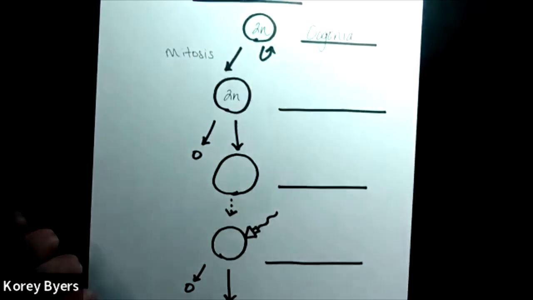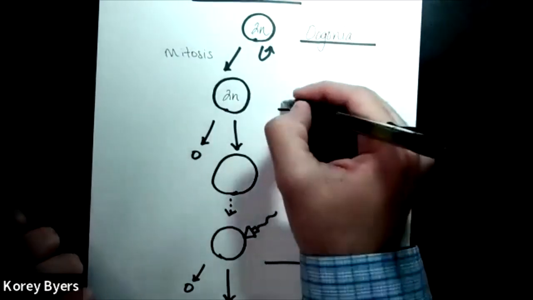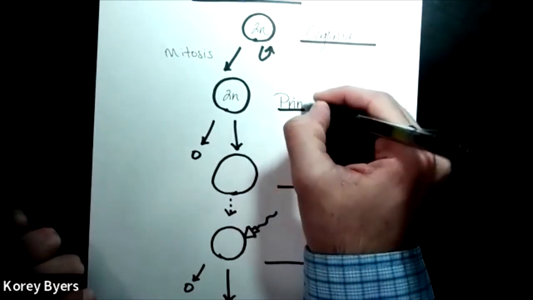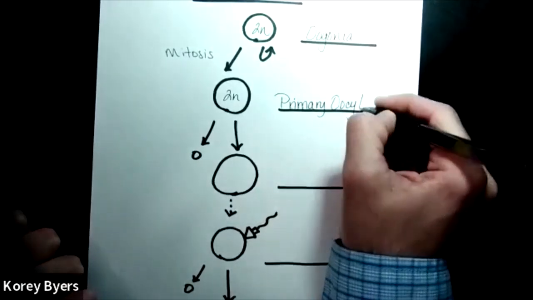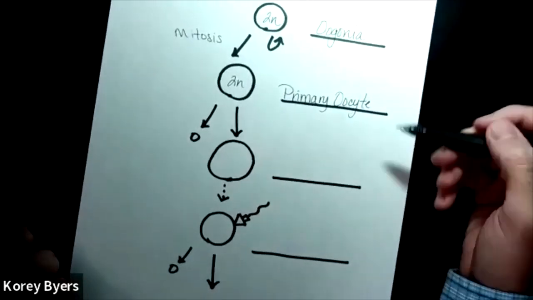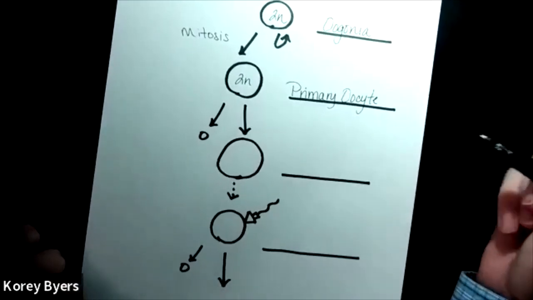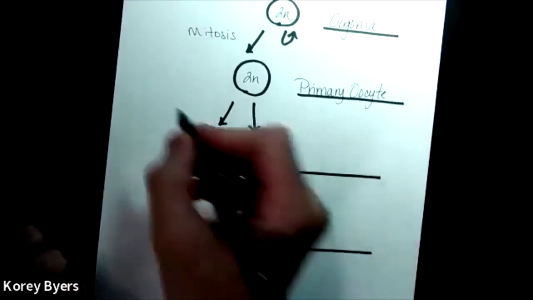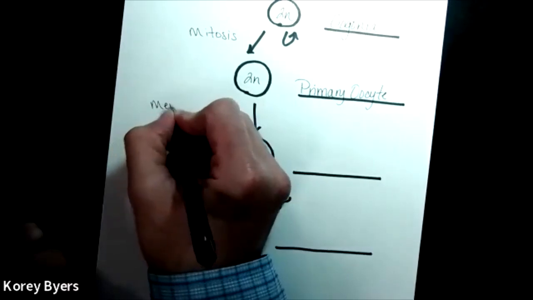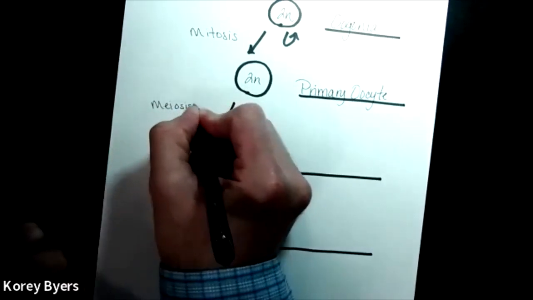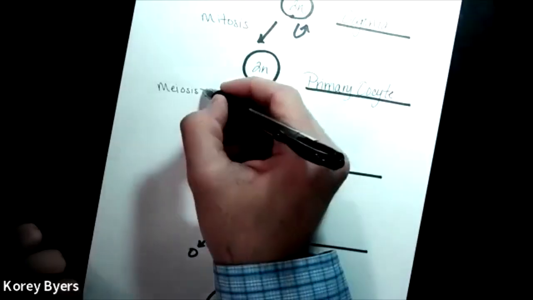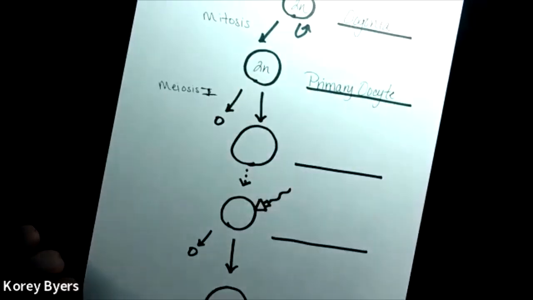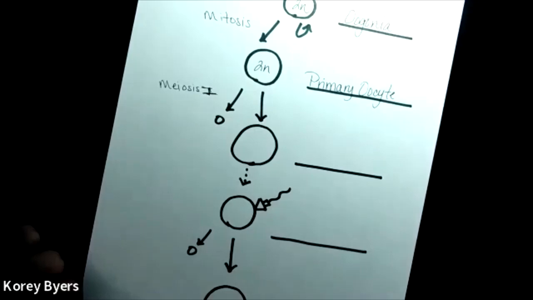diploid, 2 sets of chromosomes, primary oocyte. Now, interestingly, during fetal development, these begin to go through the process of meiosis 1. Begin the process and pause.